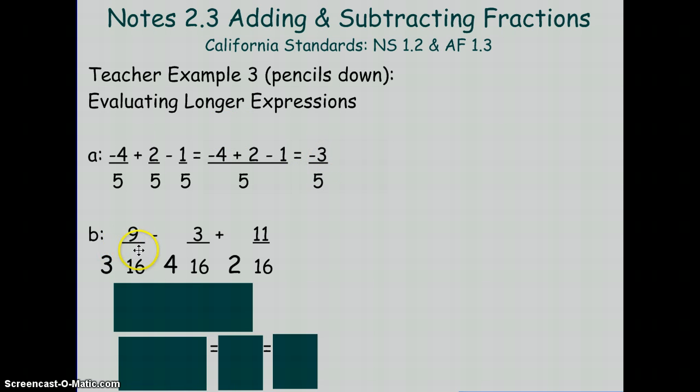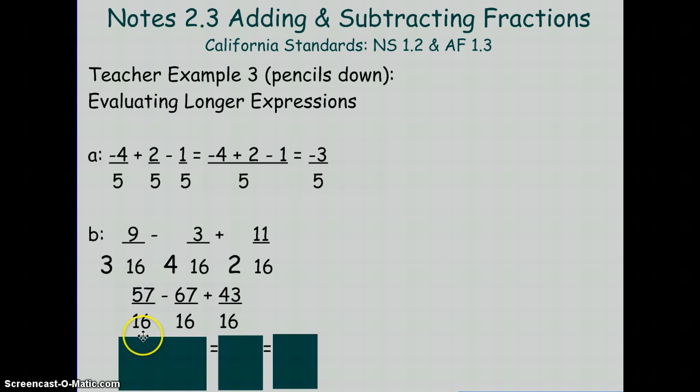Okay, moving on to problem B, we have the whole number 3 with a fraction of 9/16 minus the whole number 4 with a fraction of 3/16 plus the whole number 2 with a fraction of 11/16. Okay, so again, a couple ways I can do this. I can work with just the whole numbers and then work with the fractions separately, or I can turn them into improper fractions. So if you notice here, this time I decided to turn them into improper fractions because when I'm doing 3 minus 4, I'm going to end up with a negative and then plus 2, and I'm going to be out of sorts with my numerators.